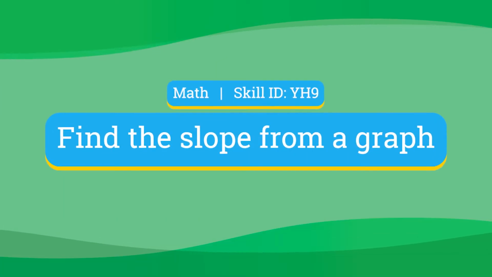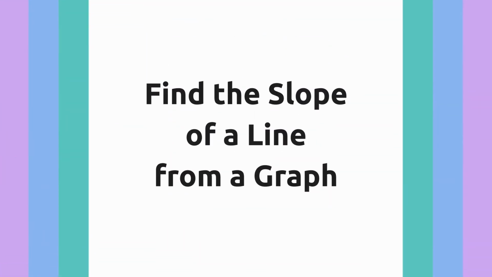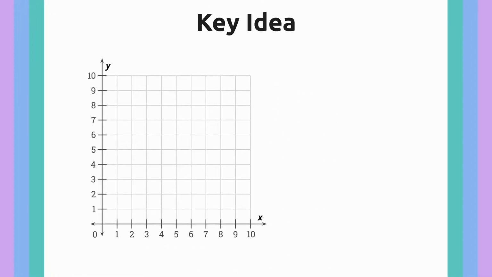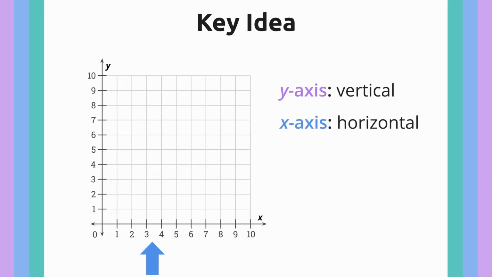Let's talk about finding the slope of a line from a graph. Remember that on a graph, the y-coordinates are labeled vertically along the y-axis, and the x-coordinates are labeled horizontally along the x-axis. On this particular graph, the values increase by 1, but other graphs may increase by 2 or 5 or any other number. It's important to take note of the graph's scale before we find the slope of a line.